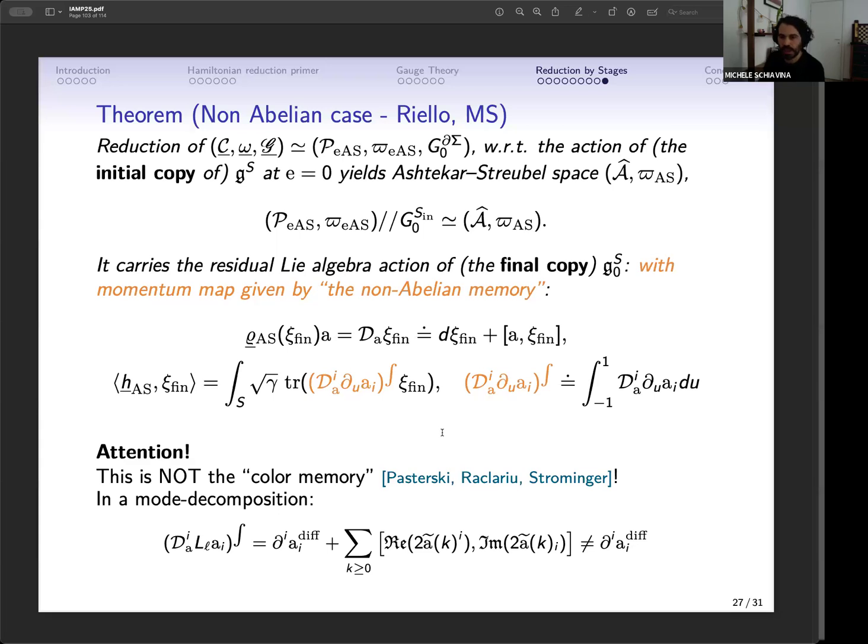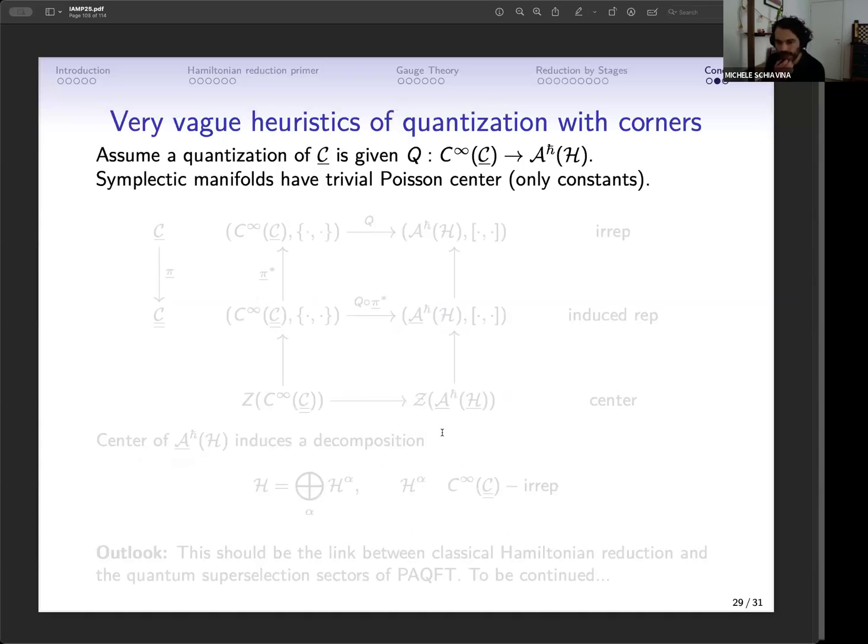Okay, let me conclude. Okay, so this is something that will anger Eli. Sorry, you've seen this already. Apologize. But so how do we think of this in terms of quantization?